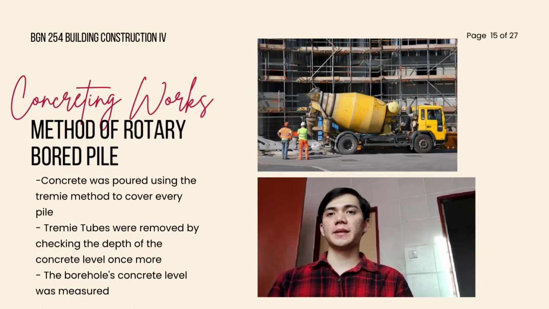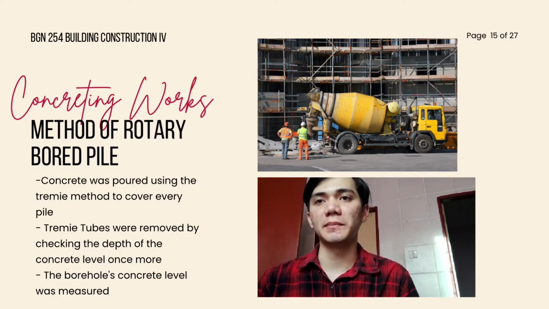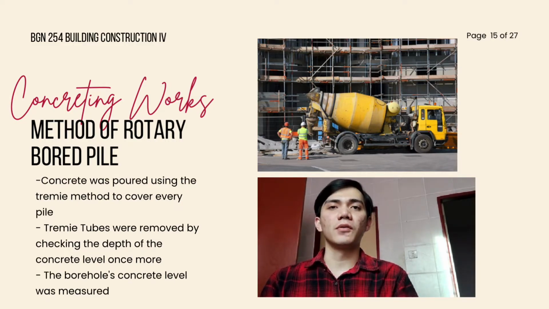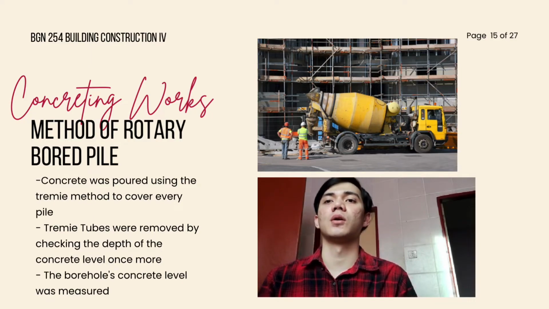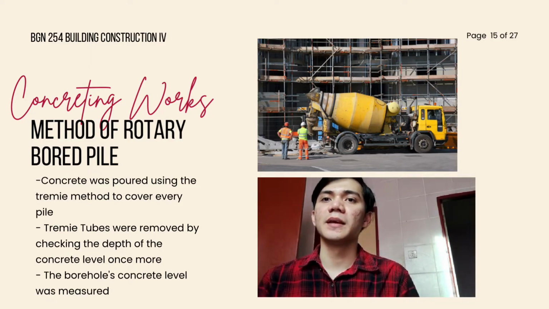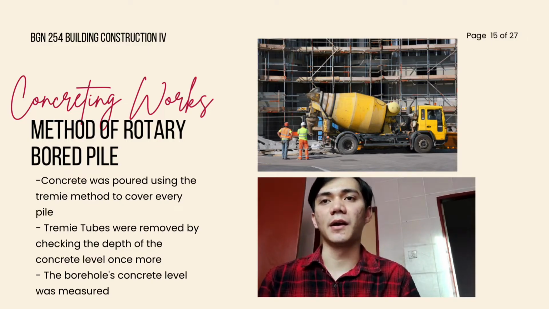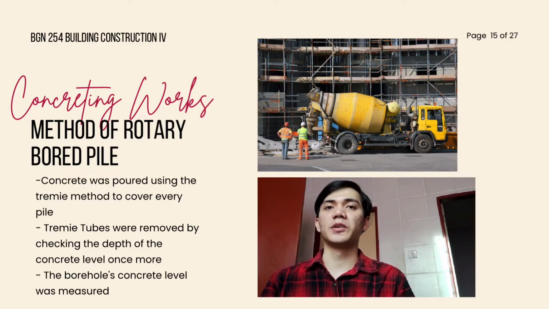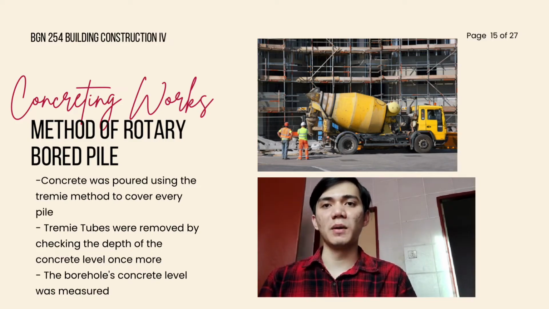After the slump test, the contractor gave its approval. The concrete was poured using the tremie method to cover every part. After each piece of concrete had been poured, the tremie tubes were removed by checking the depth of the concrete level once more. After each concrete truck emptied, the borehole concrete level was measured, and a graph was made against a theoretical value. All finished piles were temporarily barricaded, and suitable material was used to backfill the ground level.